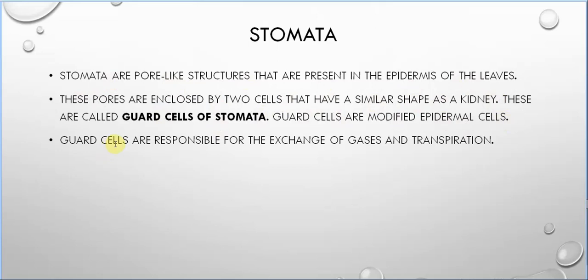Now the stomata. What is the work of the stomata? The work of the stomata is that it helps the plant in exchange of gases and in transpiration. So what is the thing which is present in stomata which is helping the plant in that manner? It is the guard cell. So guard cells are responsible for the exchange of gases and transpiration. In my next class I am going to discuss transpiration. Then I am going to discuss the next part of permanent tissue, that is complex permanent tissue.